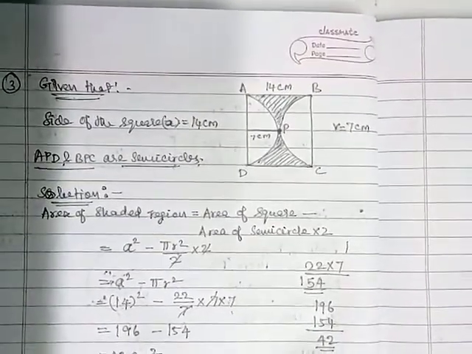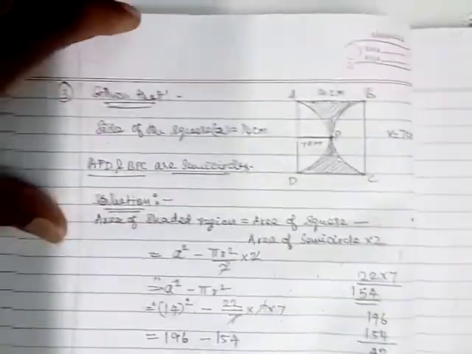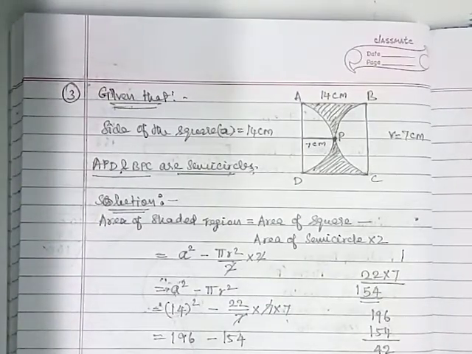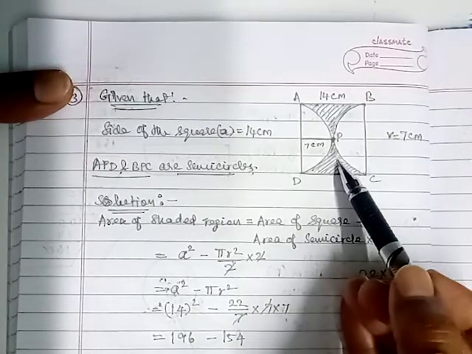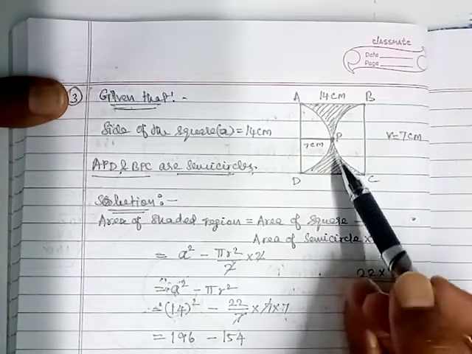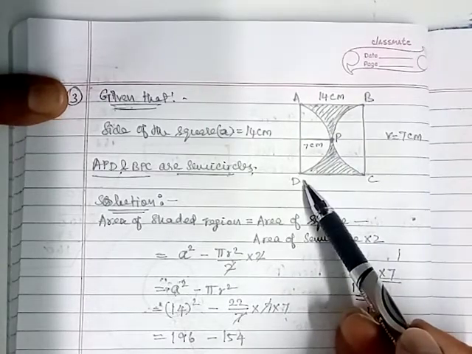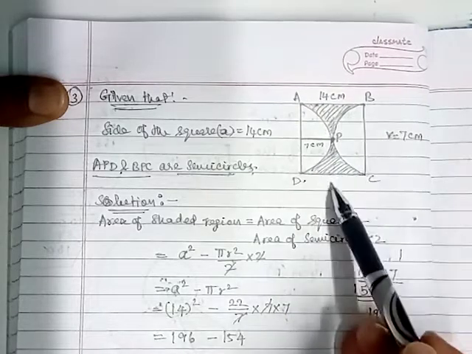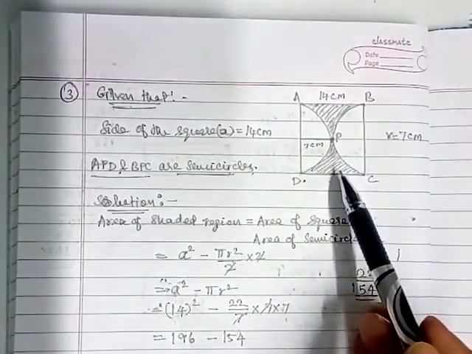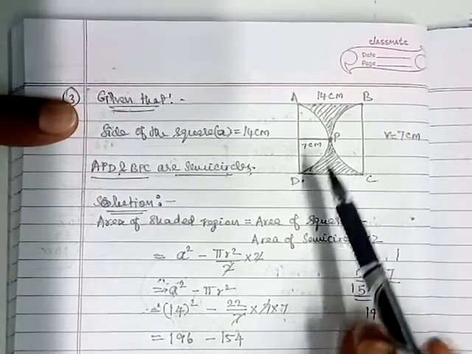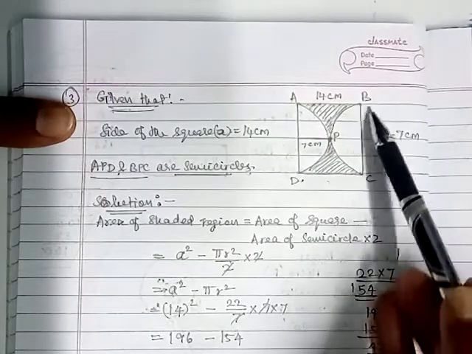See, I am going to read the question now. Find the area of the shaded region. You have to find the area of this shaded region. In figure 12.1, if ABCD is a square of side 14 centimeter. Side is 14, all sides are 14, 14, 14, 14 because it is a square, right? Okay, and APD and BPC are semicircles.